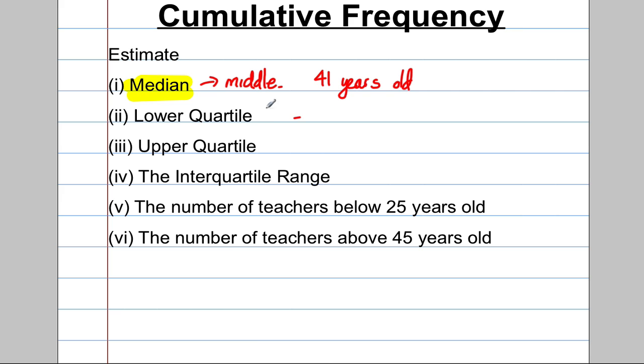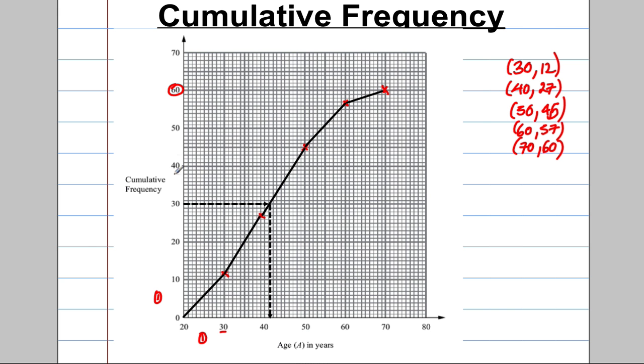Okay, now the lower quartile, what does that mean again? Well, the lower quartile is the 25th percent number. Now let's just look back here. It means halfway between the bottom number 0 and the middle. 25% is halfway between the starting point and the middle. So it's going to happen halfway between 0 and 30, which is 15.